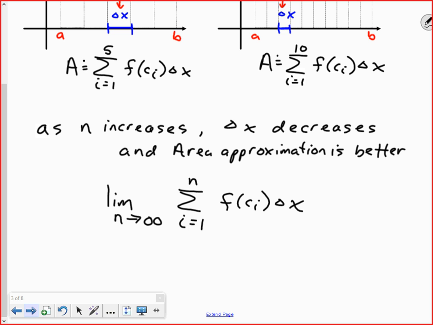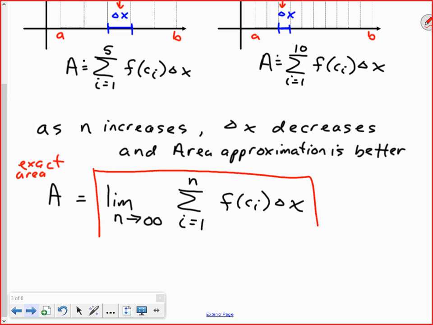If we were to take the limit as n goes to infinity, this would no longer be an area approximation. If n gets up to infinity, we would actually be measuring the true area under the curve. So we can say that this is the exact area, no longer an approximation. This is what we're really after in order to find the areas under curves: the limit as n goes to infinity of this Riemann sum approximation.